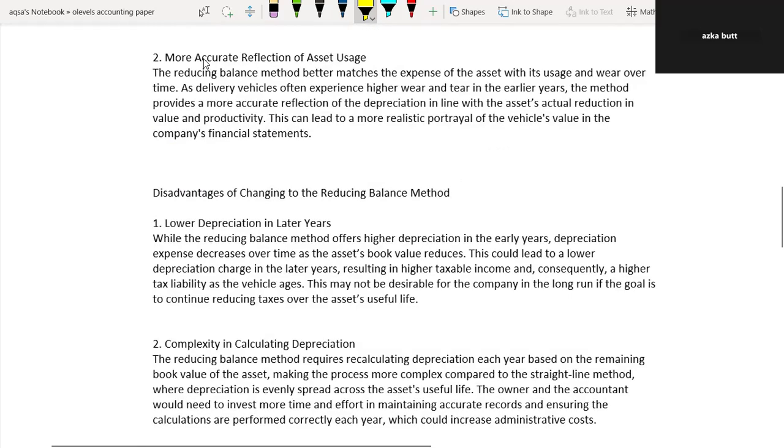Second advantage is that there's a more accurate reflection of the asset usage. The reducing balance method better matches the expense of the asset with its usage and wear over time. As delivery vehicles often experience higher wear and tear in the early years, this method provides a more accurate reflection of the depreciation in line with the asset's actual reduction in value and productivity. This can lead to a more realistic portrayal of the vehicle's value in the company's financial statements.